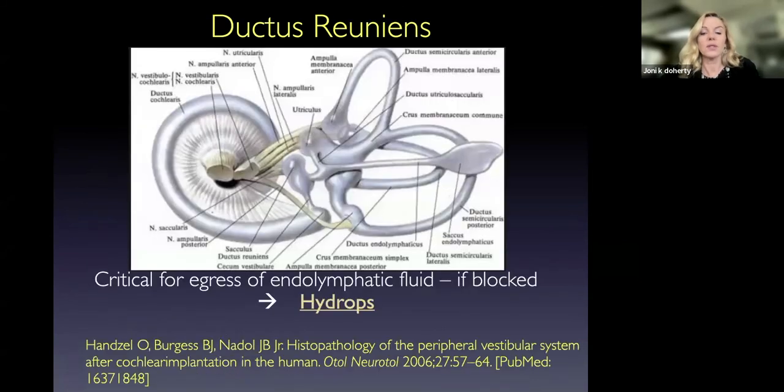So this is a drawing of the labyrinth, and just to clarify what the ductus reuniens is and where it is. So this is the hook region of the cochlea, and the ductus reuniens basically connects that to the endolymphatic duct and endolymphatic sac. So it's responsible for the egress of the endolymphatic fluid, and if blocked, endolymphatic hydrops occurs.